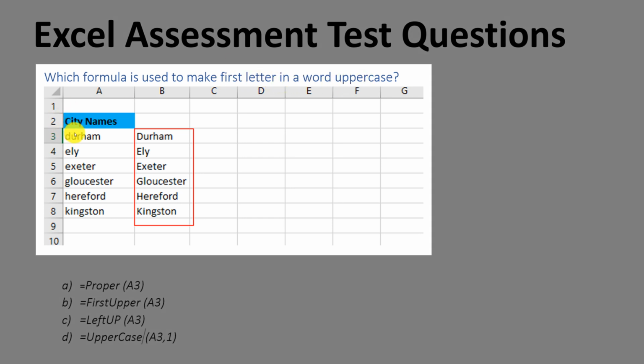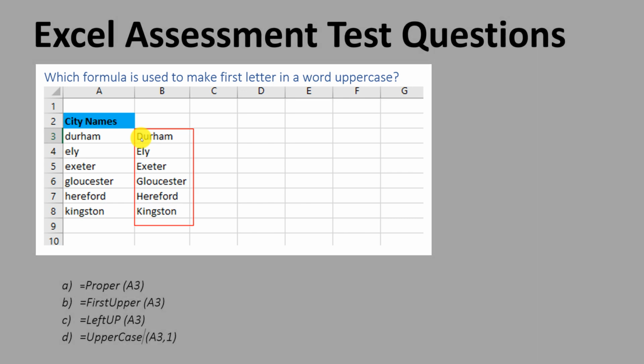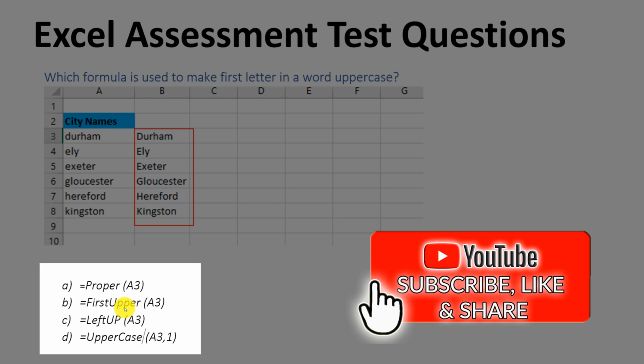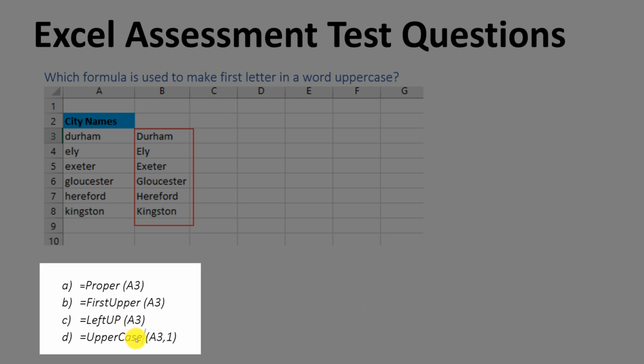What we see here on the screen, in column A, all values are lowercase. In column B, the same values are represented with only the first character uppercase. And there are 4 choices presented. A, PROPER, B, FIRST UPPER, C, LEFT UP, and D, UPPERCASE. Which one would you choose?